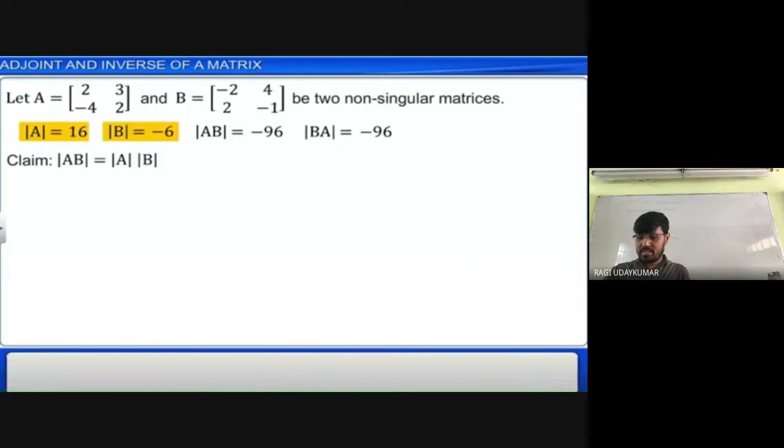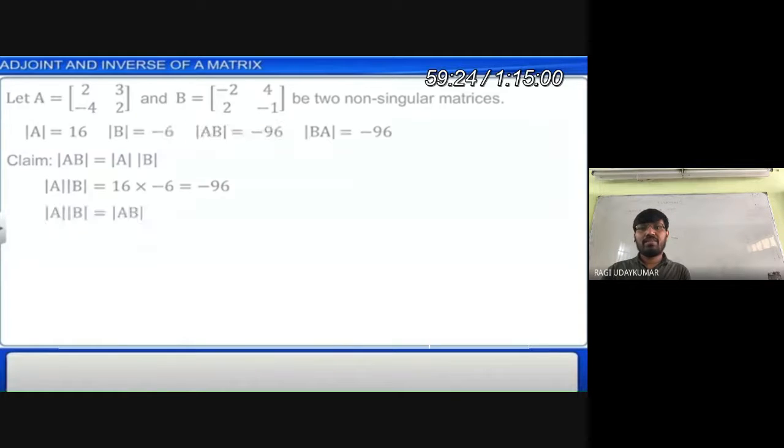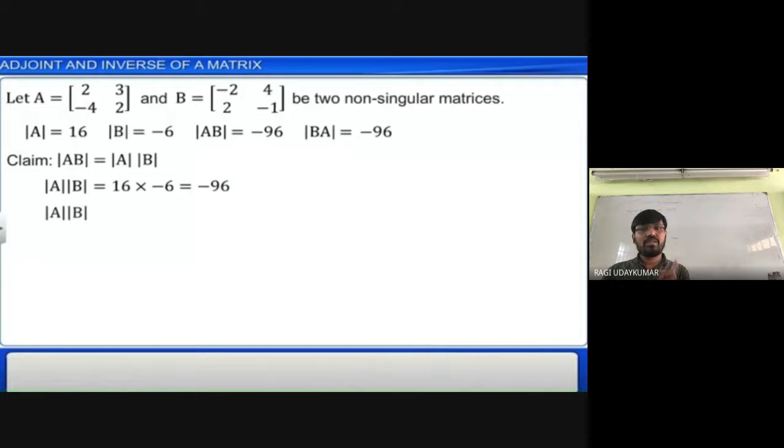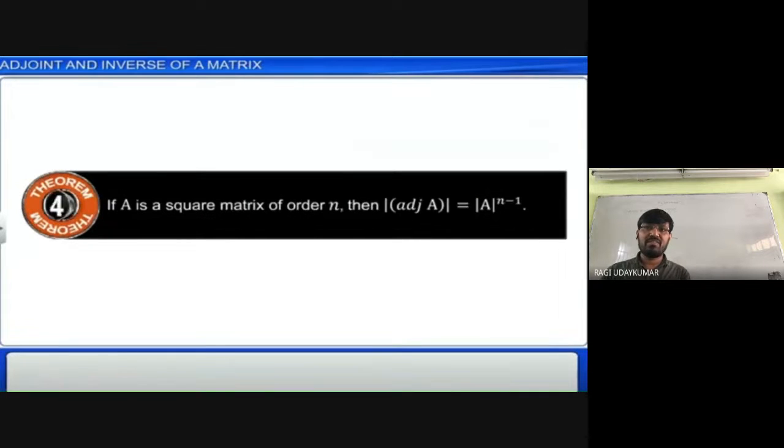Two non-singular matrices, whenever you are taking their product, find the determinant of the product. It is equal to the product of the individual determinants. This one is determinant of A into determinant of B, which gives determinant of AB. Determinant of the product of the matrices is equal to the product of the respective determinants. So determinant of AB is equal to determinant of A into determinant of B, where A and B are square matrices.